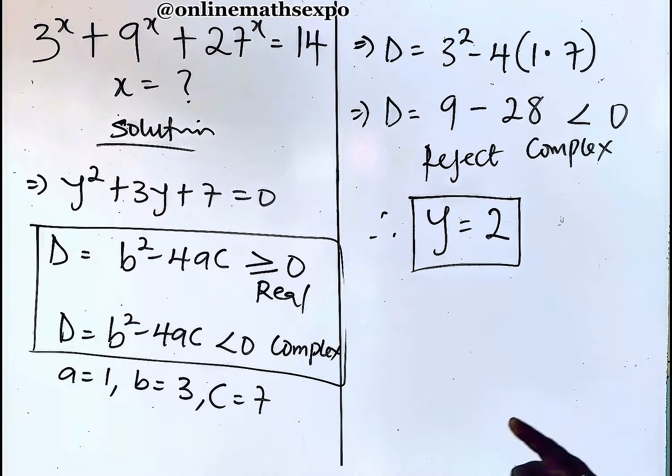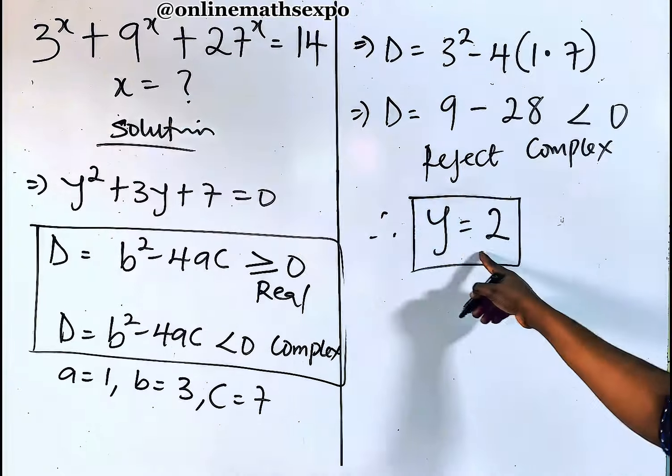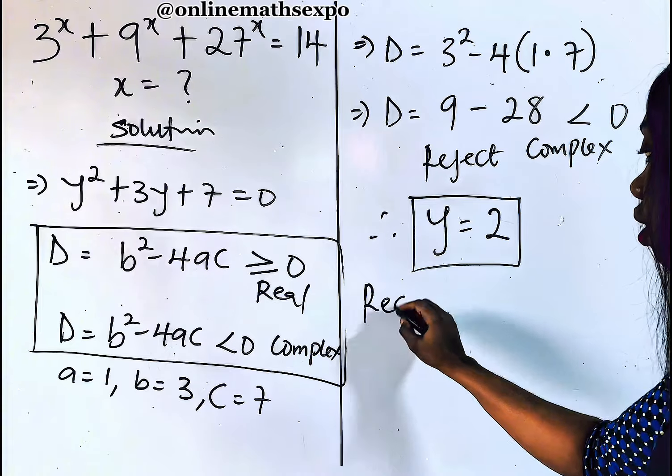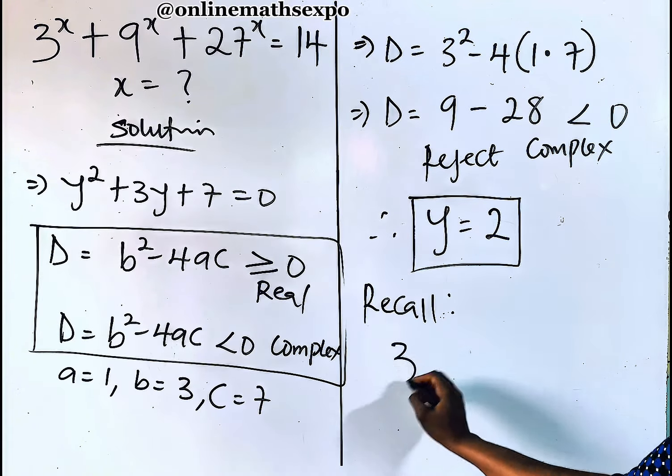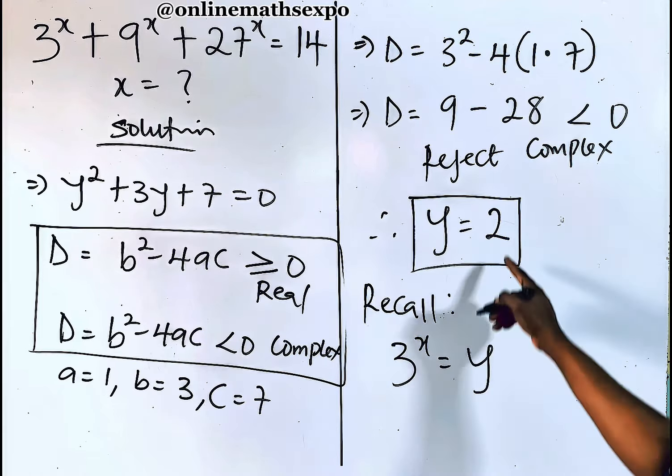But remember, we are to get x and not y. So we need to recall we made a statement. So we recall we said that 3 to the power of x is equal to y.